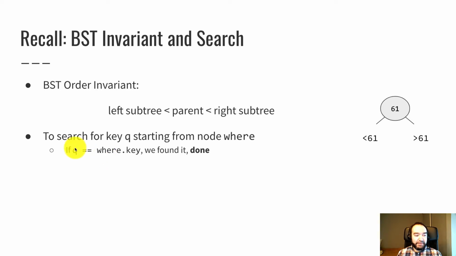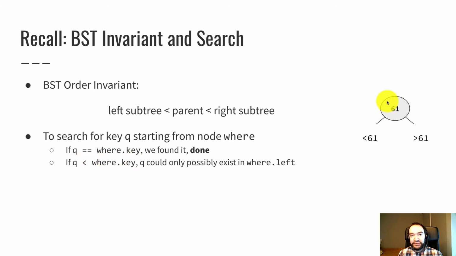So if the query we're looking for happens to equal the key in the node, we found it. That's a successful search, and we stop. If Q is less than the key in the node we're looking at, then it's not there. We haven't found it. We need to keep looking. But the only place that Q could possibly exist is down the left subtree. So we can keep searching on the left side. We don't need to ever bother looking on the right side of this node because there's no chance that Q is over there. And the third and final alternative is if Q is greater, then the only place Q could exist is down the right subtree. So there's no point in searching on the left side. We only search on the right side.